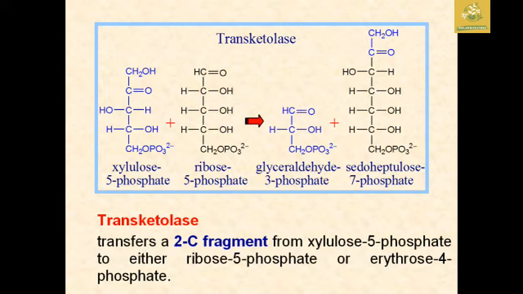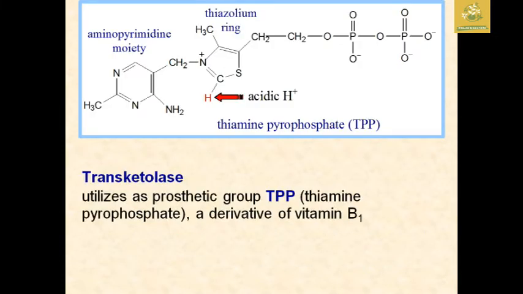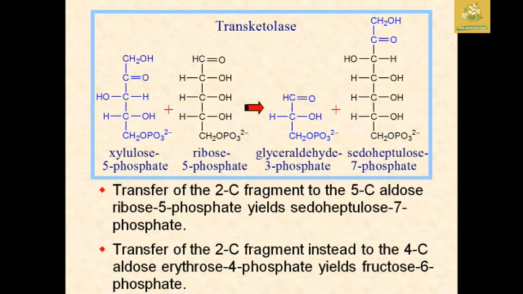Here xylulose 5 phosphate plus ribose 5 phosphate produce a two carbon fragment, glyceraldehyde 3 phosphate, as well as sedoheptulose 7 phosphate in this process. And transketolase uses a prosthetic group, TPP, which we have already discussed, a thiamine pyrophosphate, which is a derivative of vitamin B1, utilized during the transketolase process.